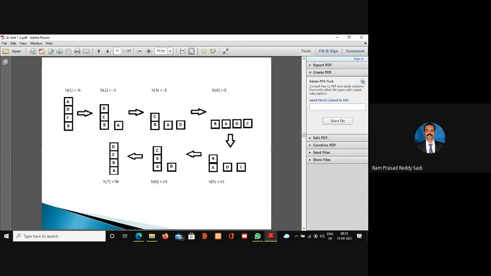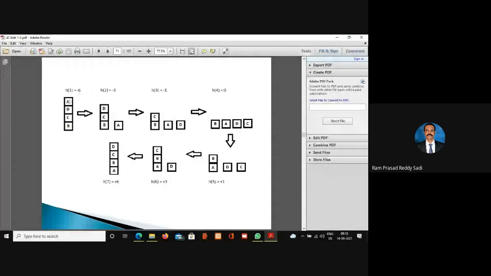And the next step, place D over this. Now the heuristic value: this is 0, this is plus 1, this is plus 2, this is plus 3, because they are in the right position. That's the reason you are going in the positive sense. And these are not in the correct position. That's the reason they are considered minus values.